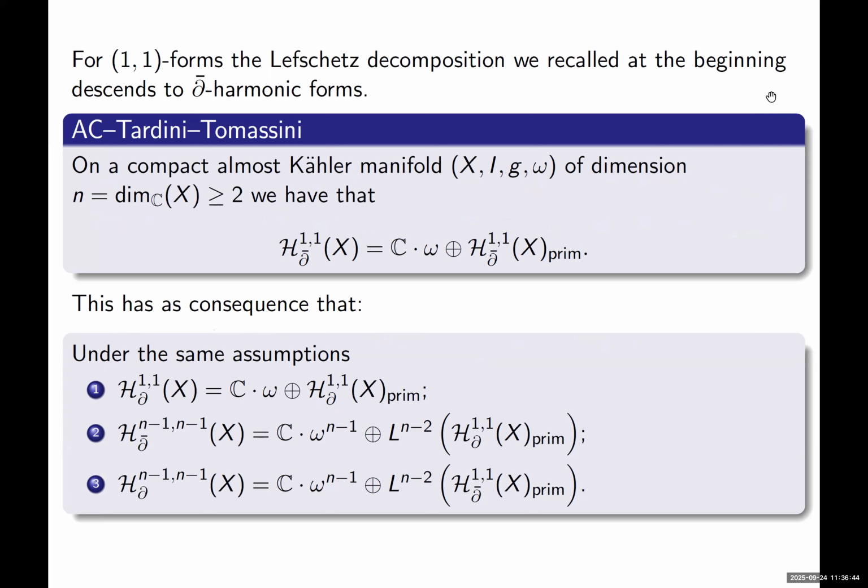What I was saying is that the first case of interest, in fact, is the case of (1,1) forms. If we look at an almost Kähler manifold, then in bidegree (1,1), it happens that (1,1) forms admit the Lefschetz decomposition as we want. So we have that the space of (1,1) del bar harmonic forms is in fact the sum of a part which is multiples of omega, the Kähler form, and the other part which is given by del bar primitive (1,1) forms. As a consequence, we can see that we have a similar decomposition with respect to the del harmonic forms.